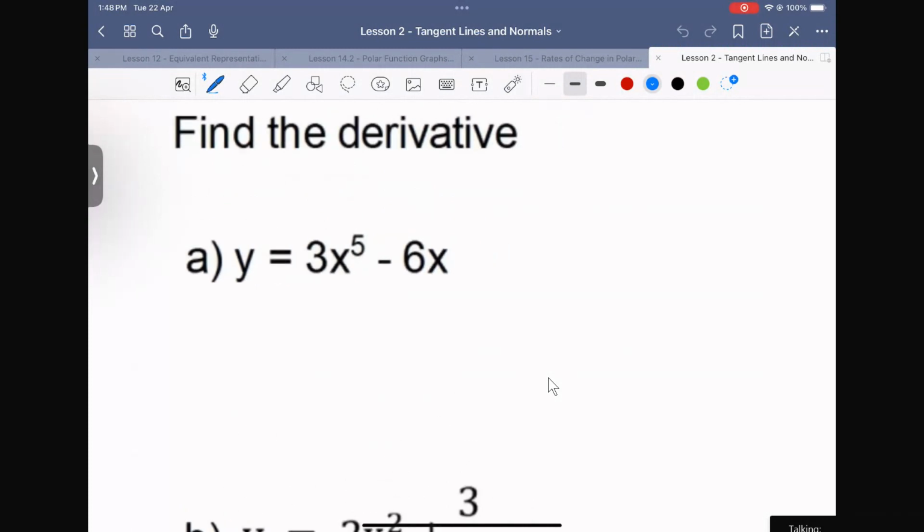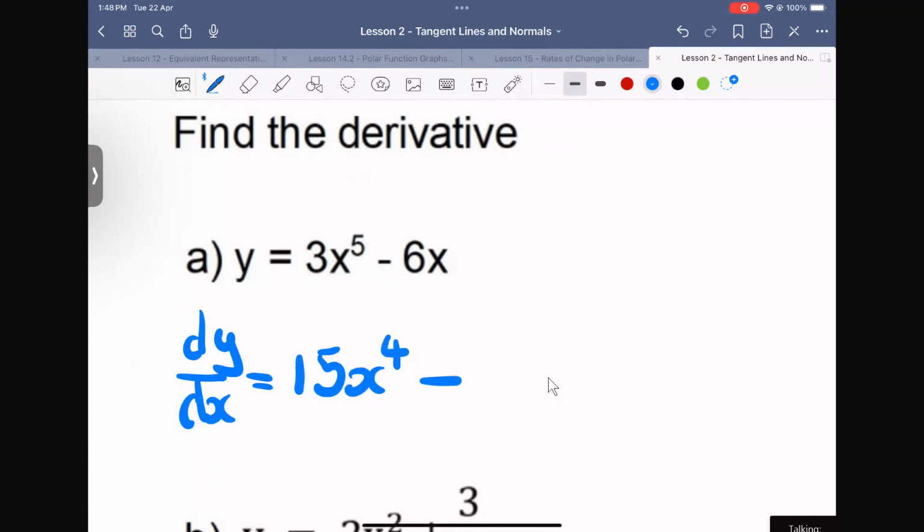So for this first one, we need to find the derivative. This means that dy dx is going to be 5 times 3, 15, x to the 5 minus 1, 4. And then the derivative of this linear term is going to be minus 6.